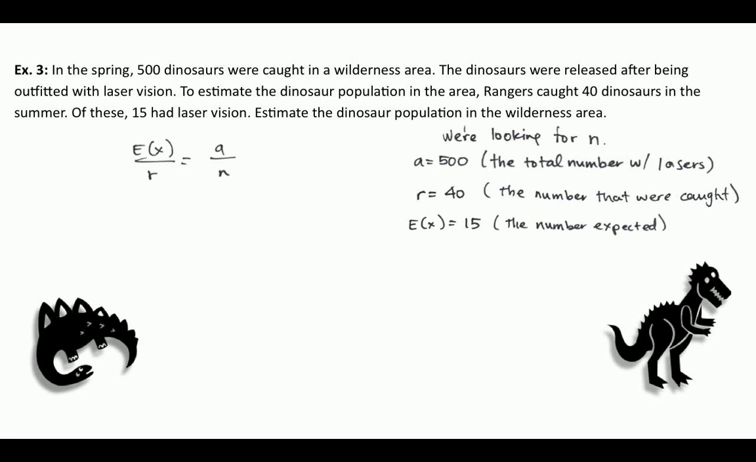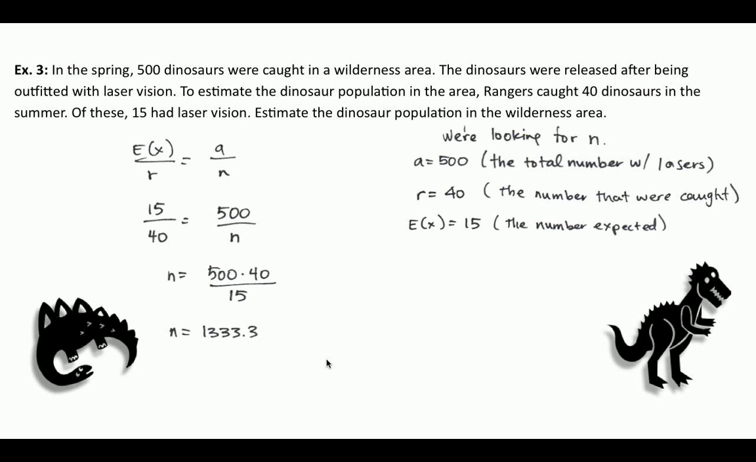And so we can set up our proportion. The population is 500 times 40 divided by 15. We're just going to cross multiply. You would probably write 15 times n equals 40 times 500, and then divide both sides by 15 to isolate n. So n equals 500 times 40 over 15. We can estimate that the dinosaur population is around 1,333 dinosaurs.